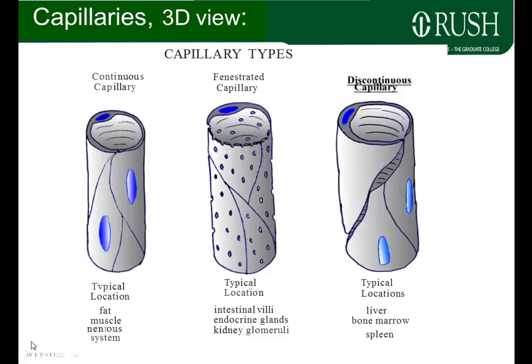Here's a 3D view that hopefully will make things more clear. You can see how the cells in the continuous capillary, the endothelial cells, are all tightly adhered to one another right up against each other with no spaces. And then you can see the fenestrations in the fenestrated capillary, and there may or may not be molecular sieves acting as diaphragms over those. And in the discontinuous capillary, or sinusoidal one, you can see that there are actual large spaces between the cells.